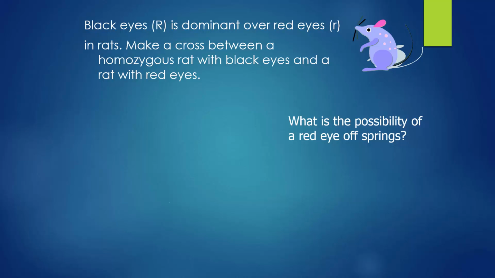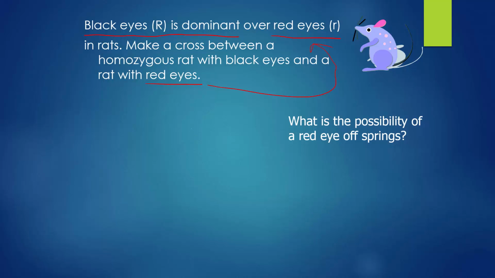Okay? And last time, make a cross between a homozygous rat with black eyes and a rat with red eyes. So black eyes are dominant, red eyes are recessive. So we have homozygous black eyes and a homozygous red eye. Now, how do I know it's homozygous red eyes? Because red eyes are recessive, okay? They're recessive, so for recessive phenotypes, they have to be homozygous.